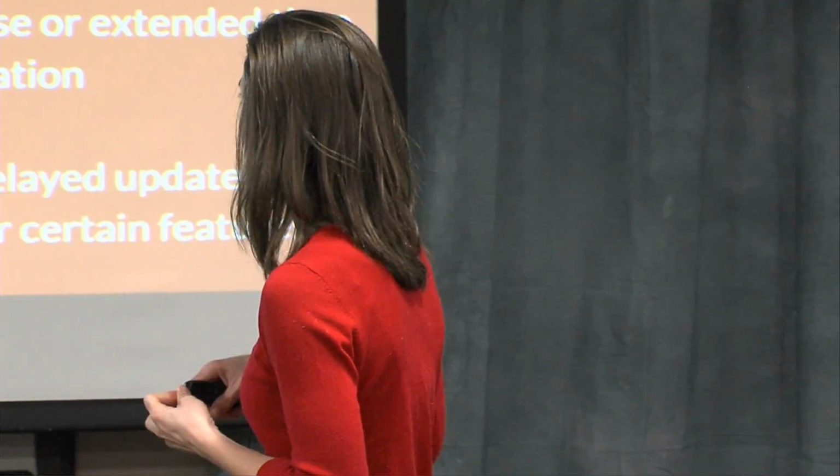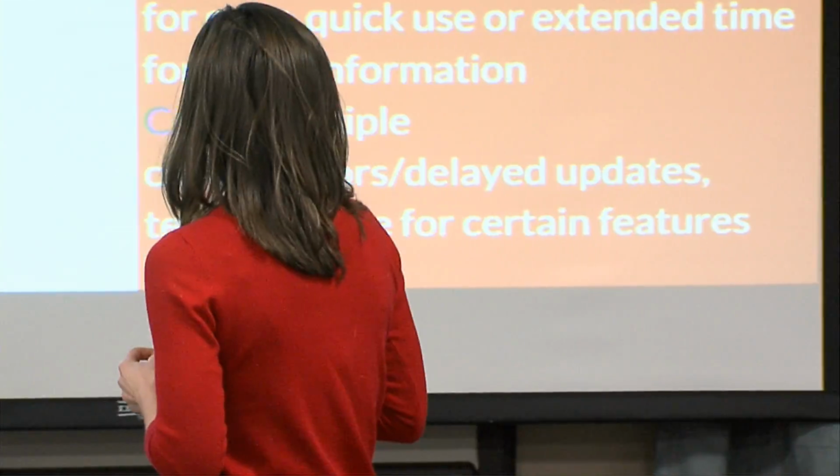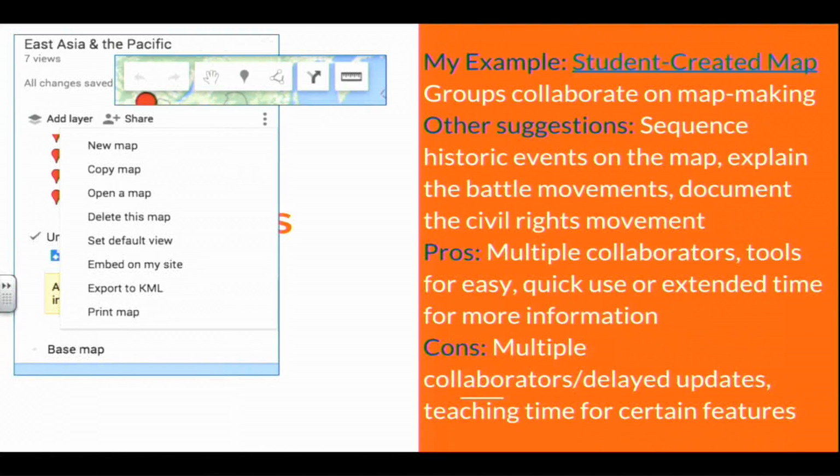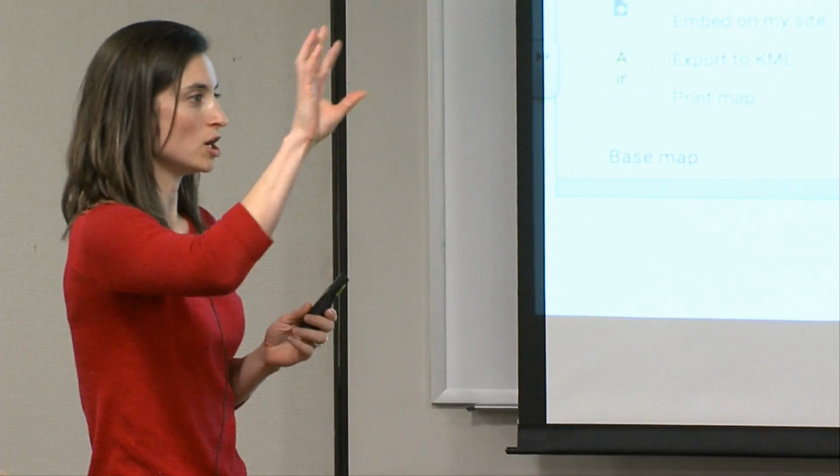The pros to this, you can have multiple collaborators. Multiple students can be working on different laptops on My Maps at one time. The tools that are there, you can do a lot of different things with. As I mentioned the idea of a layer here, you can add different layers to it. So I know I've seen a teacher use it for World War I. As they talk about the different phases of war, they did a different layer for each phase of war. And that helps students visualize that idea.